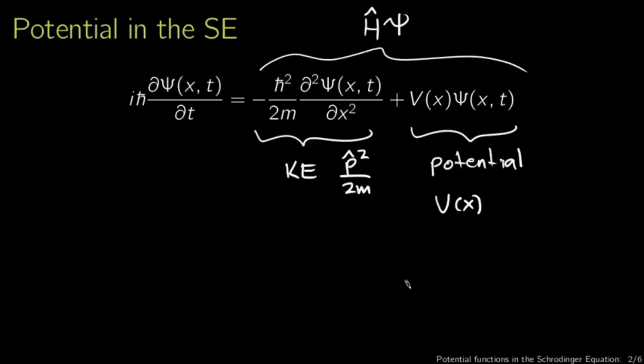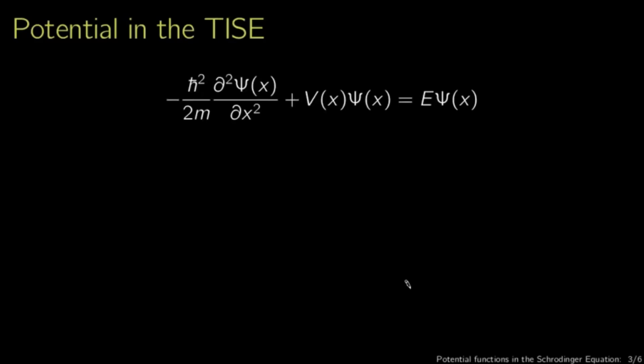This is the time-dependent Schrödinger equation, which is a little bit unnecessarily complicated. Most of the time, we work with the time-independent Schrödinger equation, which looks very similar. Again, we have a left-hand side given by the Hamiltonian. We have a kinetic energy here, and we have a potential energy here.